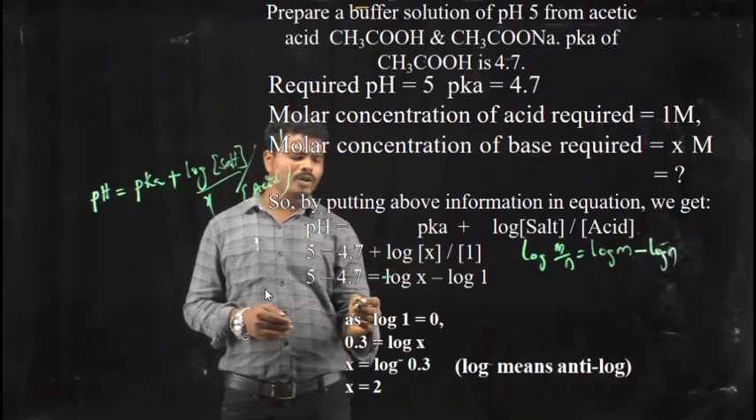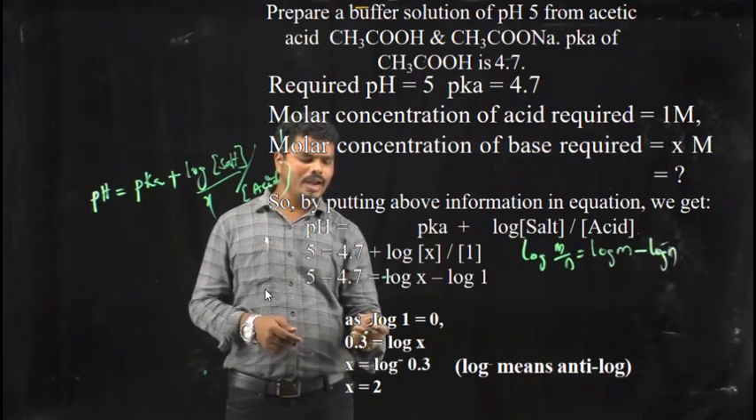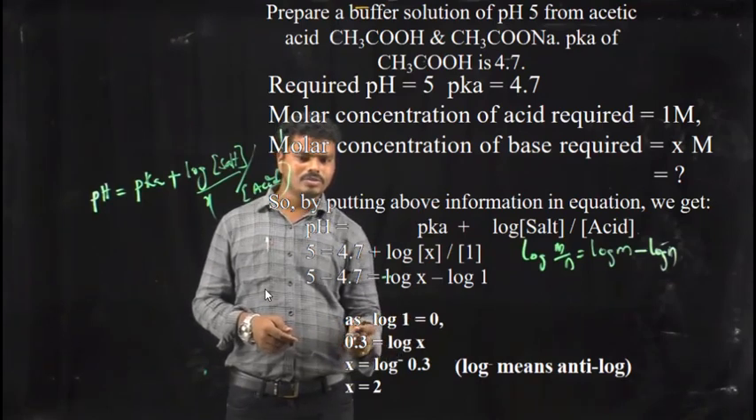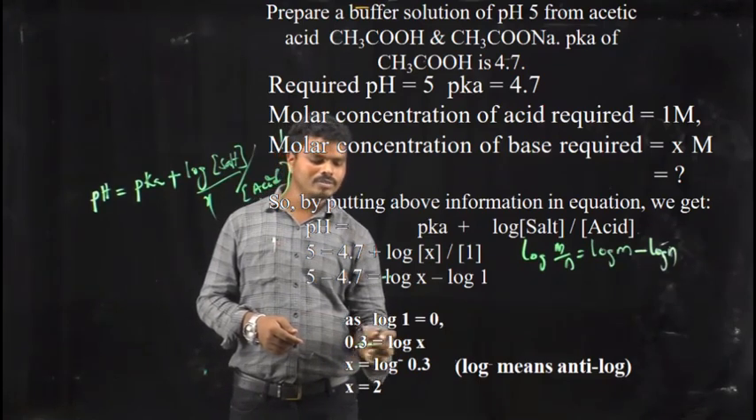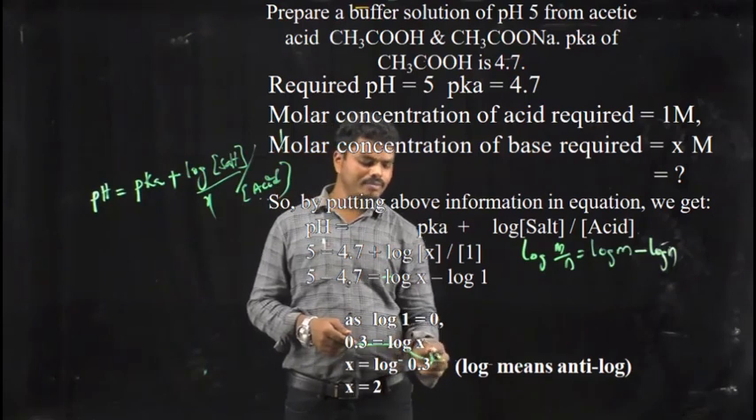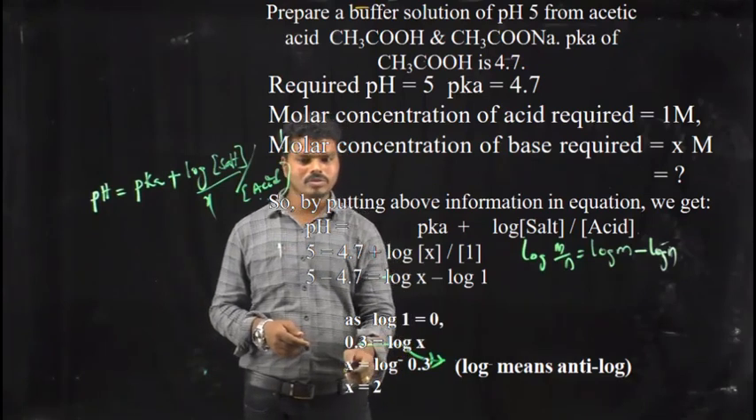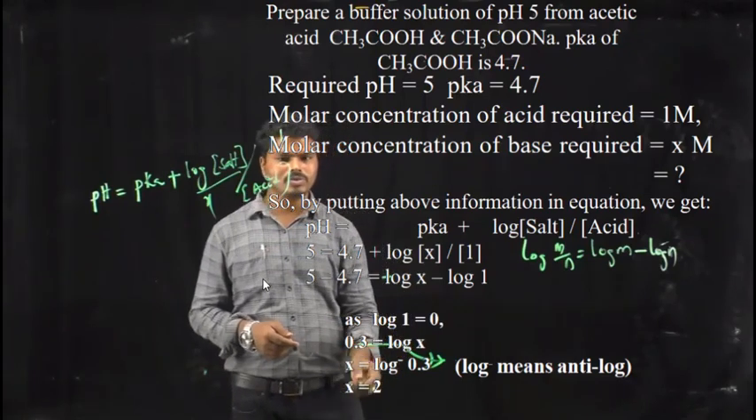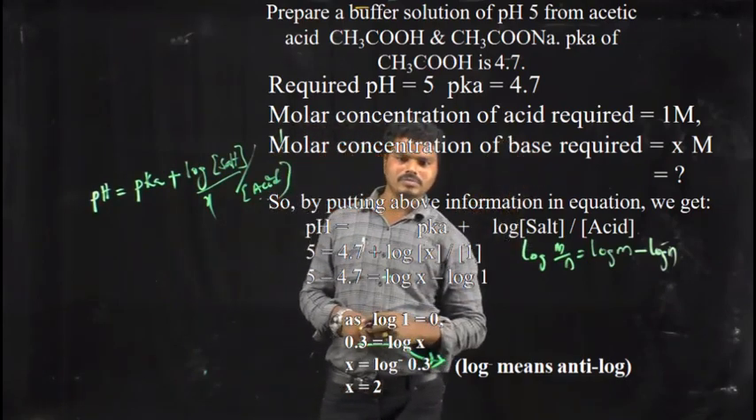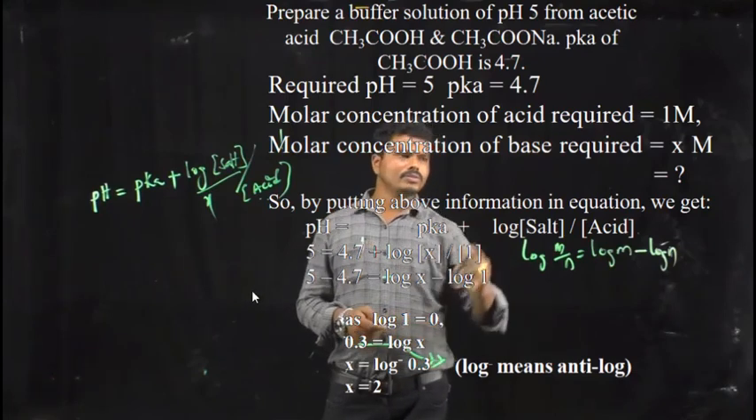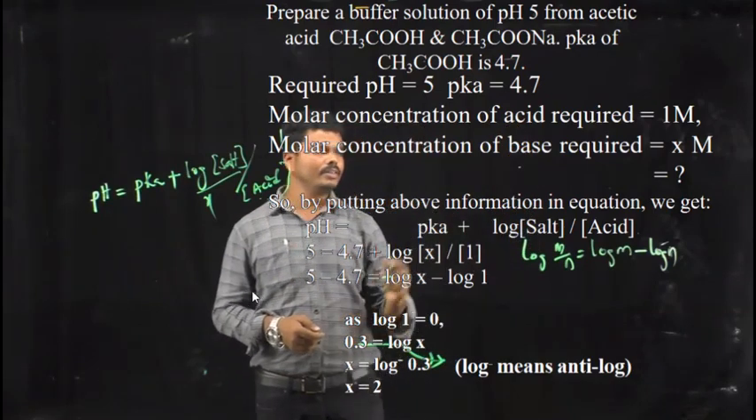As log 1 equals 0, we get 0.3 equals log x. Applying the anti-log, x equals log inverse 0.3, which can be obtained from anti-logarithm tables. The logarithm inverse of 0.3 equals 2. Thereby x equals 2, so the molarity of the base required is 2. When you take 2 molar base and 1 molar acid, we get a buffer solution having pH 5.